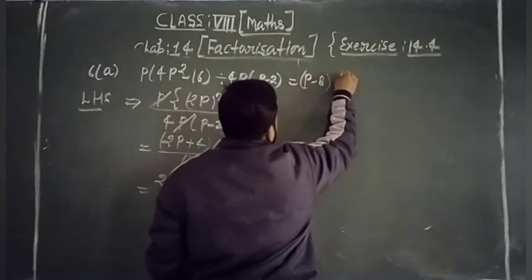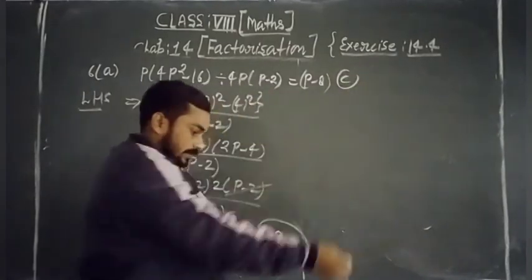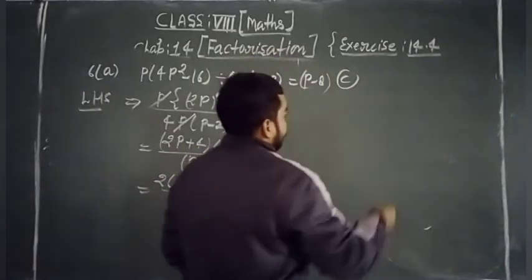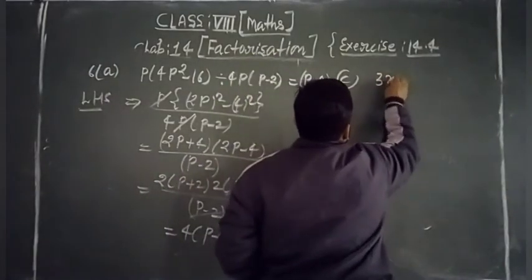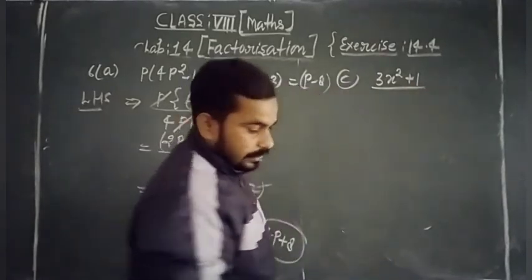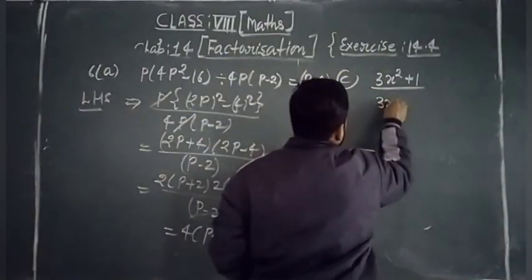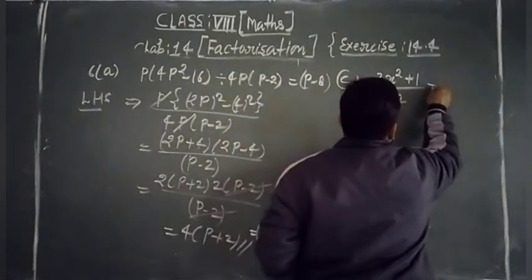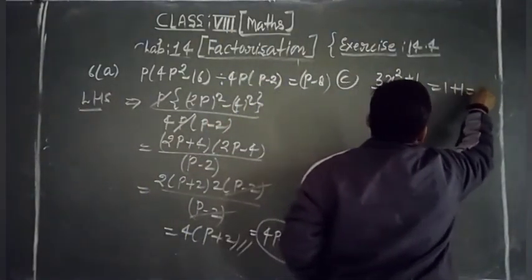Now the C part of this question number 6: (3x square plus 1) divided by 3x square equals 1 plus 1 is equal to 2.